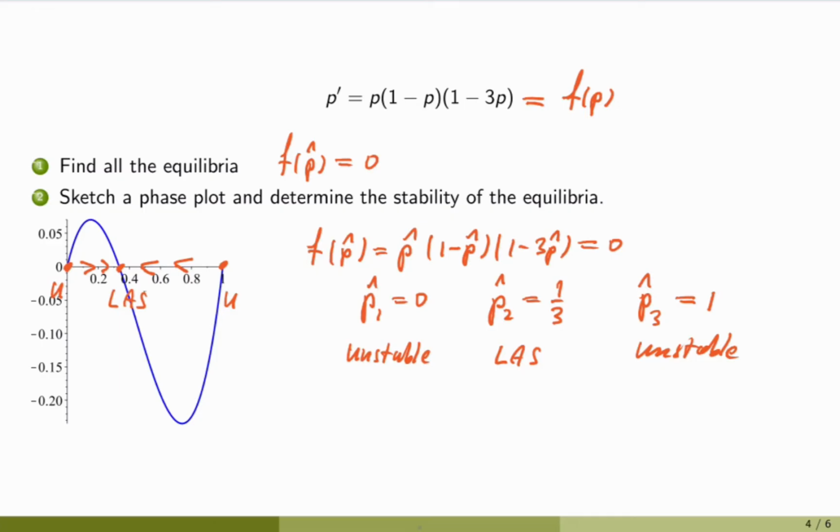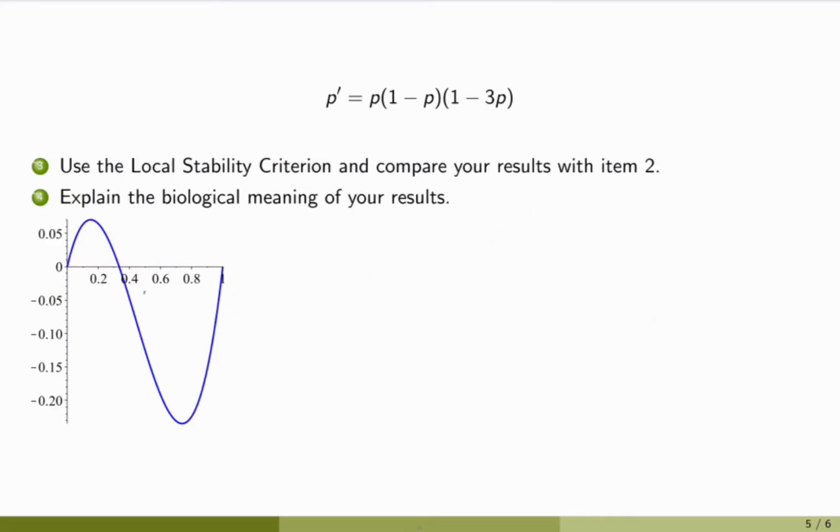Just from the phase plot. It goes very quickly, doesn't it? And then use a local stability criterion and compare your results with the item in 2. So maybe I just review what we had before.